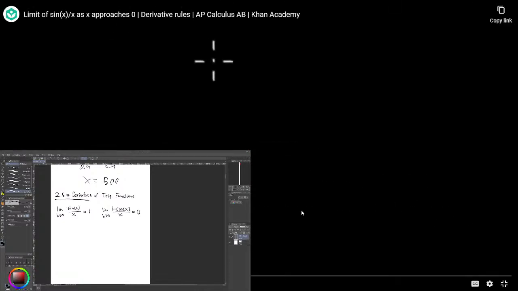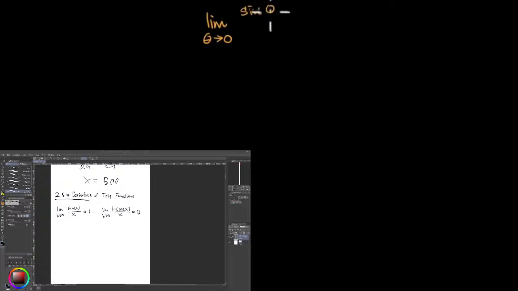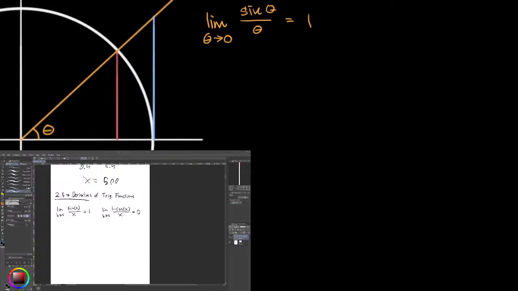What we're going to do in this video is prove that the limit as theta approaches 0 of sine of theta over theta is equal to 1. So let's start with a little bit of a geometric or trigonometric construction that I have here. This white circle is a unit circle. Let me label it as such. It has radius 1.